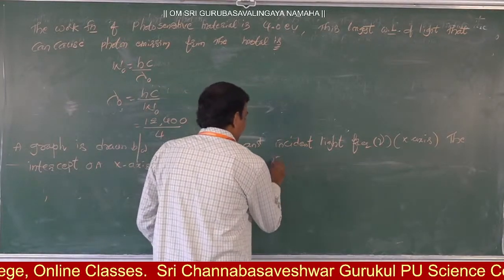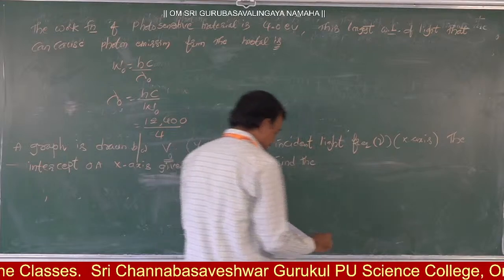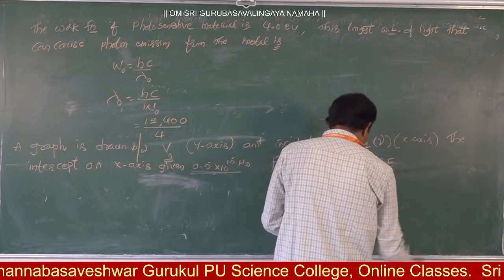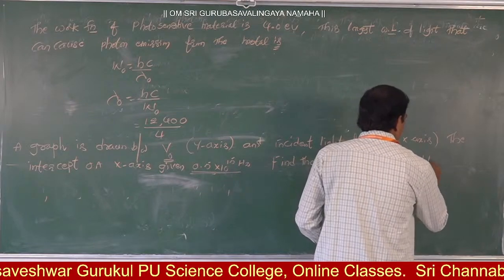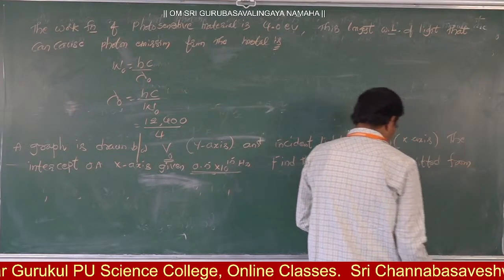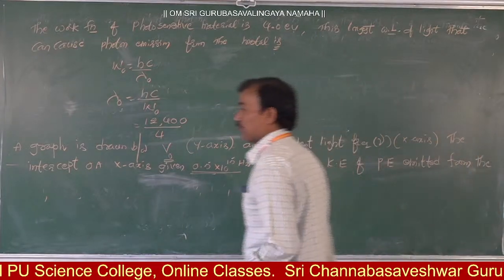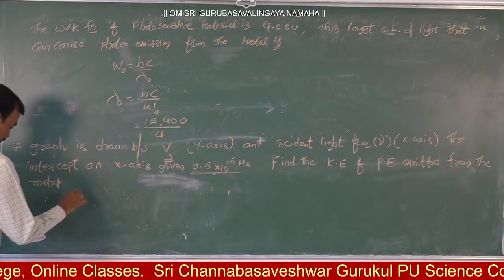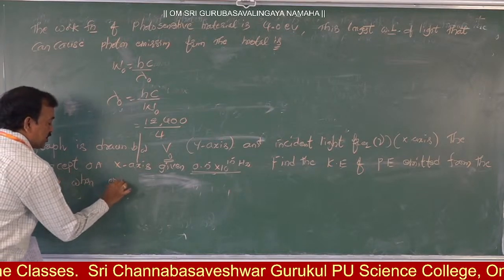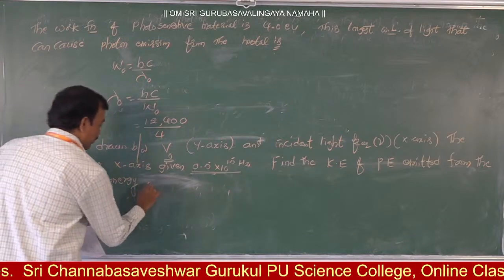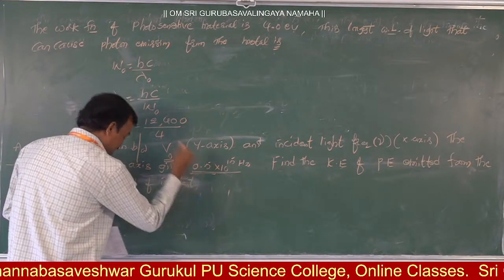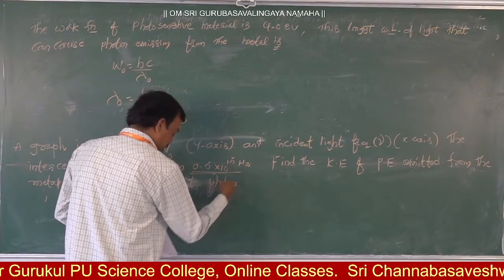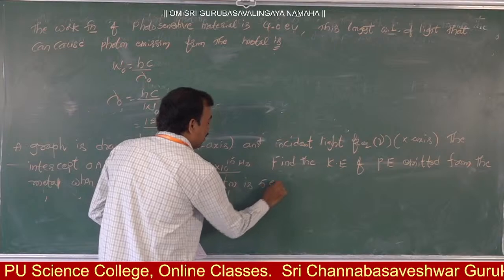Find the kinetic energy of the photoelectron emitted from the metal when the energy of the incident photon is 5 electron volt.